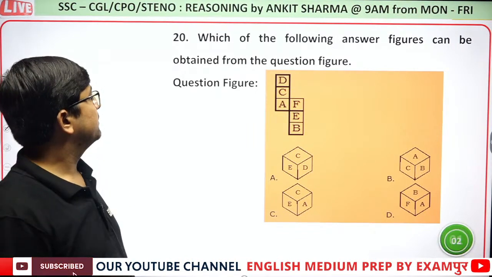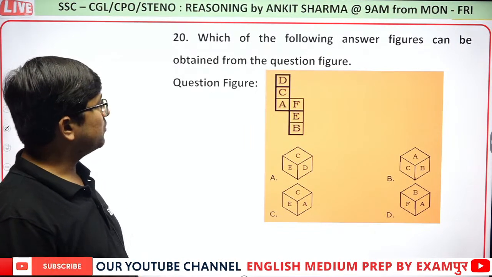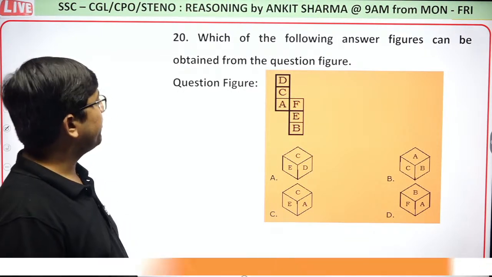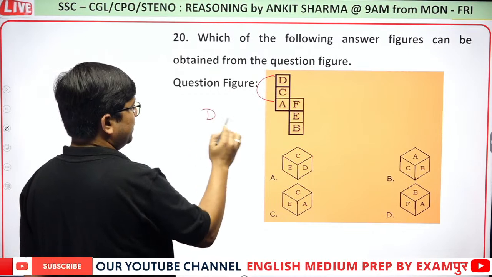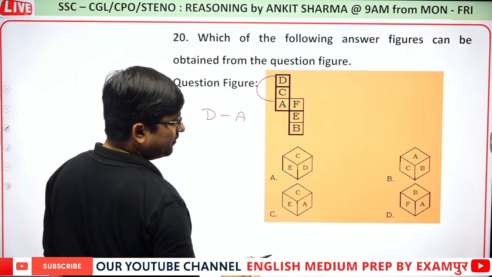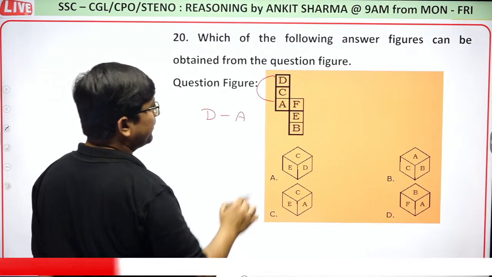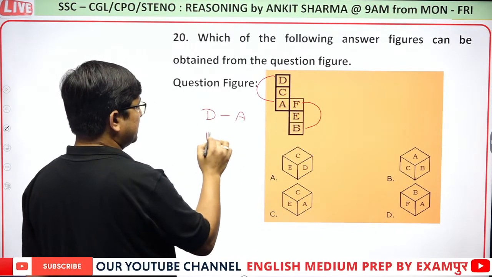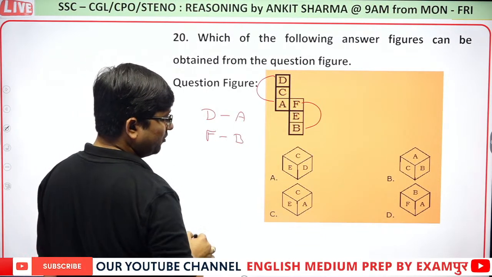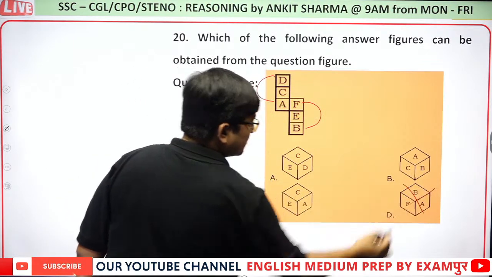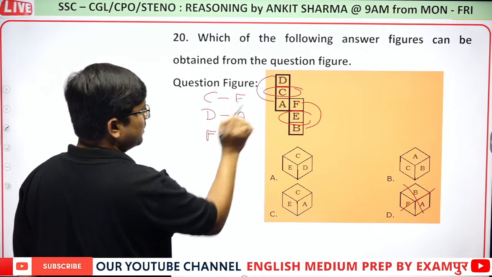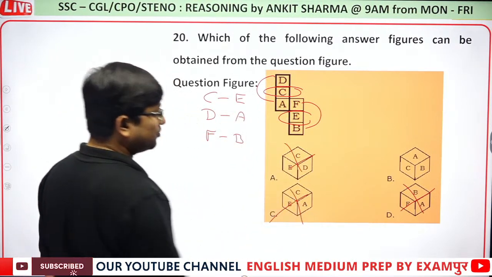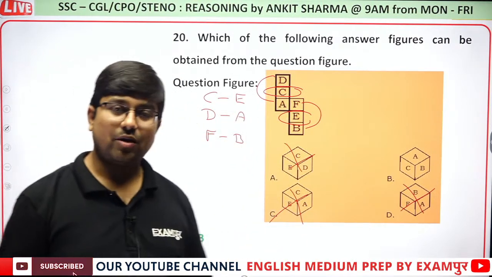Okay, now see, my dear students, which of the following figures can be obtained? The face at gap of 1, D, is opposite to A. Now if D is opposite to A, they can never be seen together. Now the face at gap of 1, F, is opposite to B, so it cannot be seen together. Now the left out ones: C is opposite to E, so they cannot be seen together. So therefore the right answer is option number B.